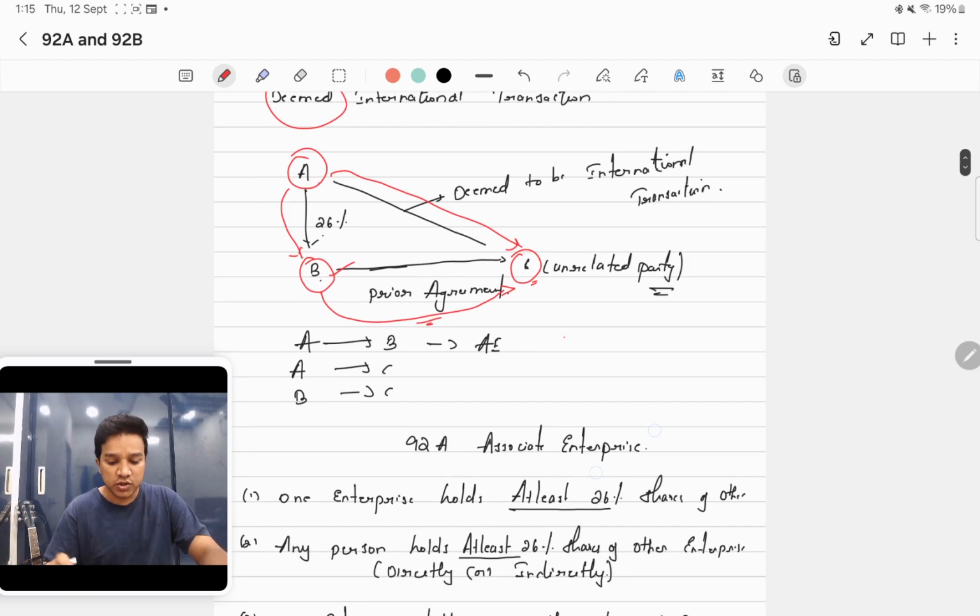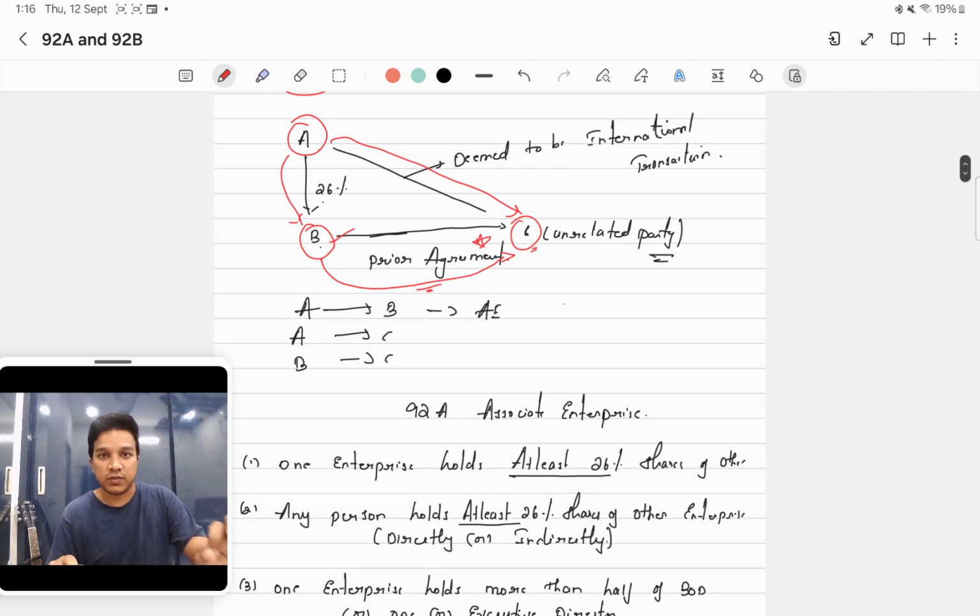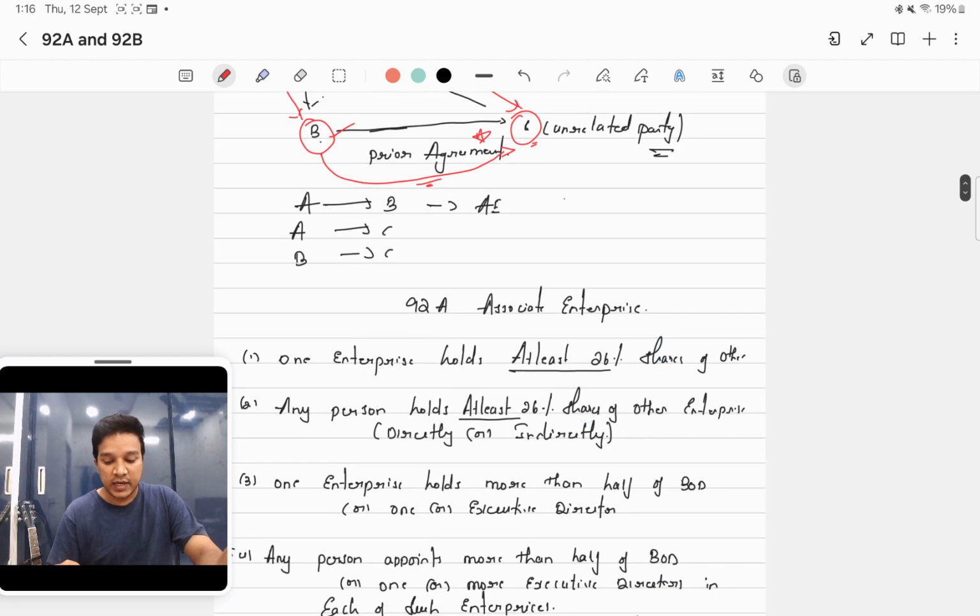Clear? So whether a prior agreement exists or not, that is what we need to check. If there is a prior agreement, even though you are entering into a transaction with an unrelated person, that becomes an international transaction, then transfer pricing provisions will be applicable for that also.